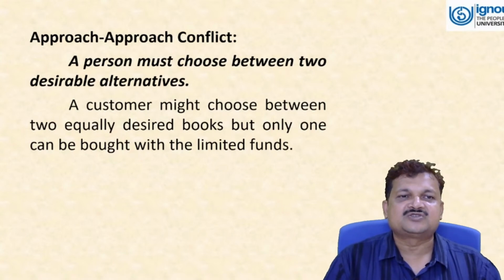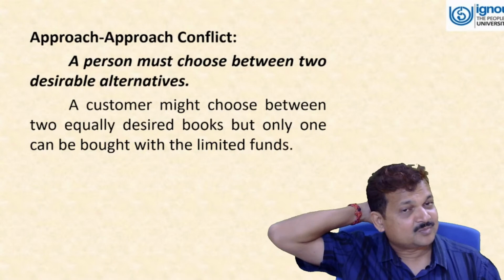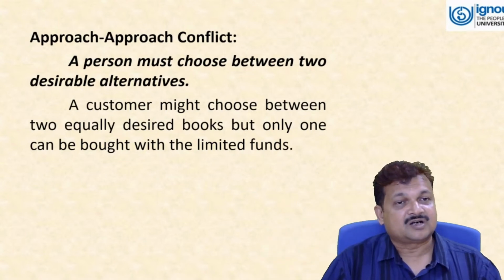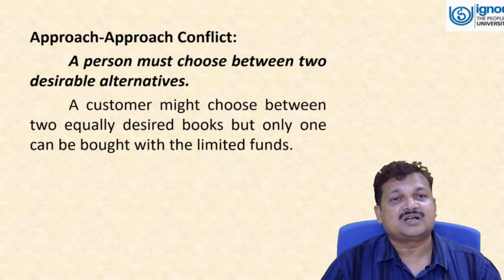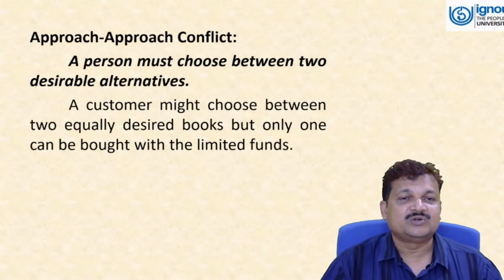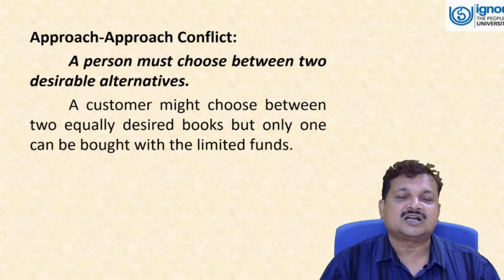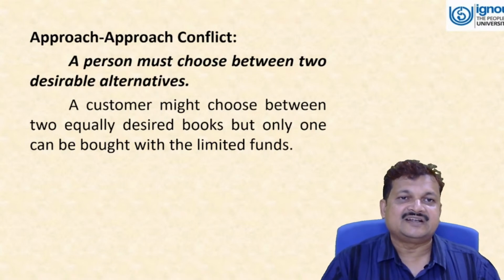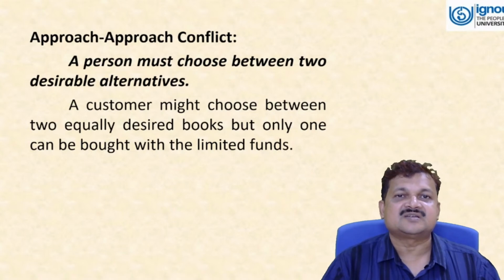So a customer might choose between two equally desirable books, but only one can be bought with the limited funds. So that is, we cannot purchase both the cell phone sets, or we cannot purchase the 3 cell phone sets. But in all the cases, when you have evaluated through all the parameters, we came to understand that all the alternatives have equal status to you now. So selecting one and deselecting the second one creates a problem, and that kind of conflict can be possible.